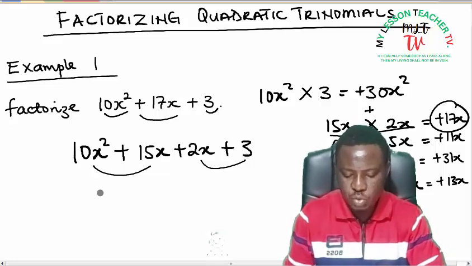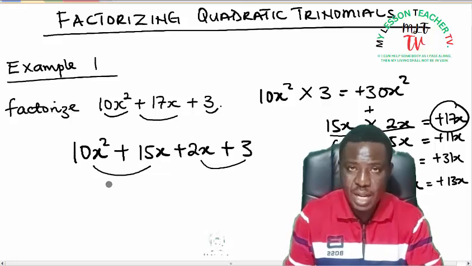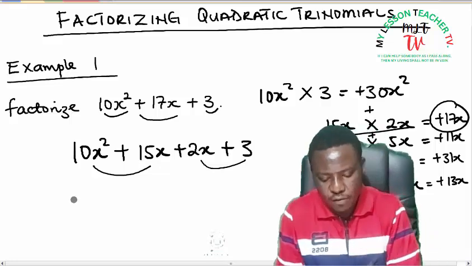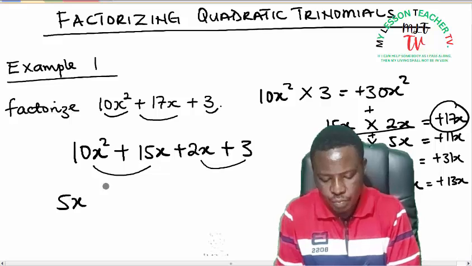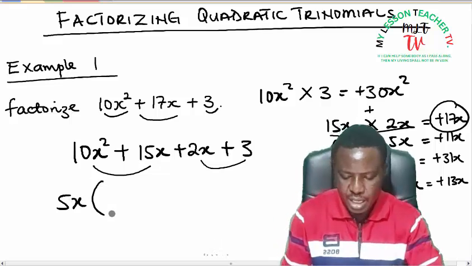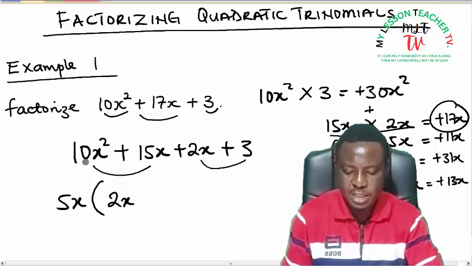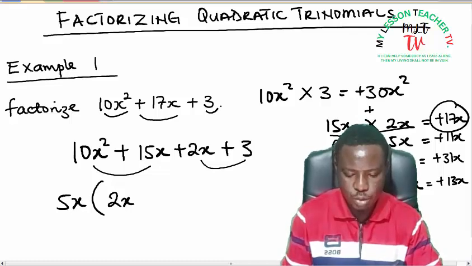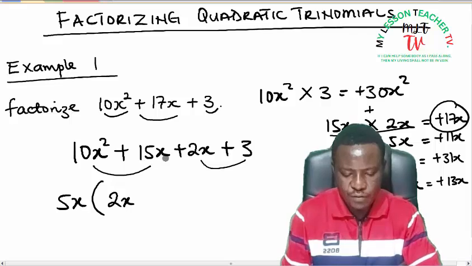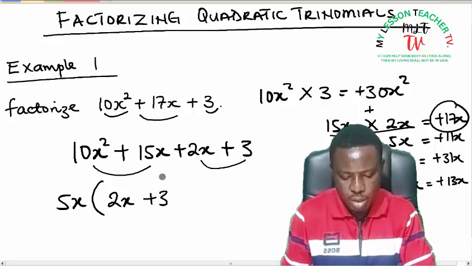So when you look at the first two terms, you discover that x is common as well as 5 is common. So therefore, we have it that 5x is common. So 5x into, if you factorize out 5x from 10x squared, you'll be left with 2x. And how did I get that? Divide 10x squared by 5x, it gives you plus 2x. Do the same with 15x, this gives you plus 3. Close your bracket.